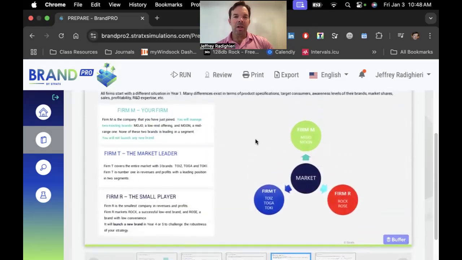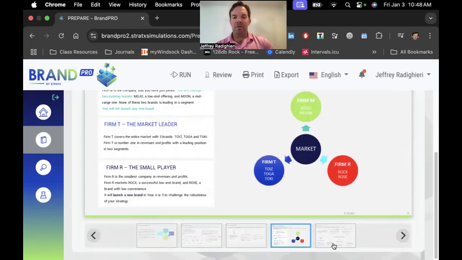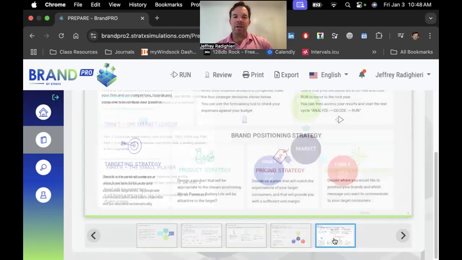Okay. In the simulation world, you will be competing against two other teams. Your team or firm M, with your products Mojo and Moon. You have a market leader called Firm T that has three products, as you see there. And then you have Firm R, which is kind of a smaller firm who has two products that you can also see there. So you'll want to keep an eye on them and what they're doing marketing wise and what their products look like, who they're targeting, those types of things.